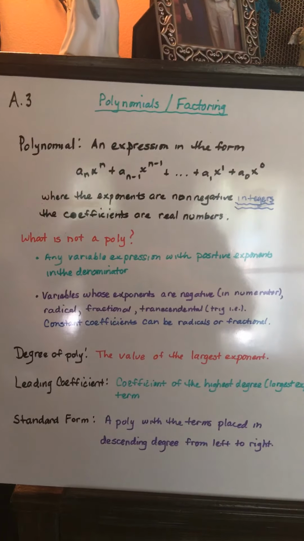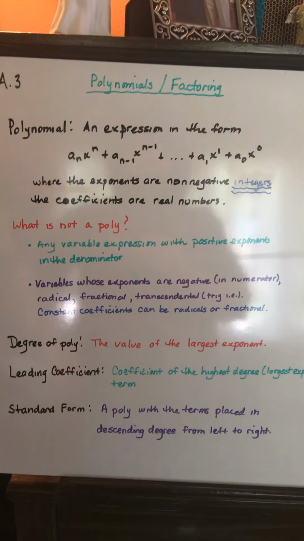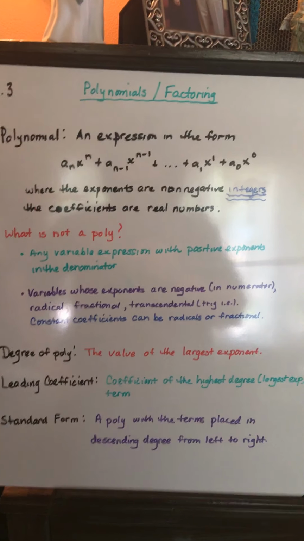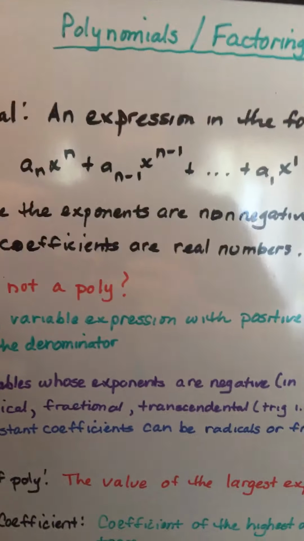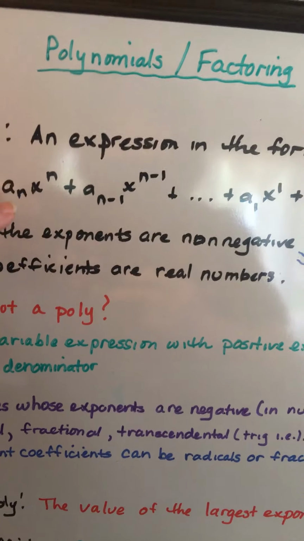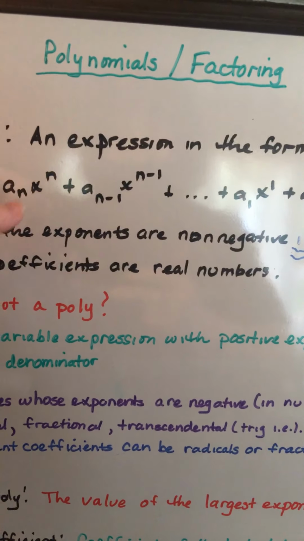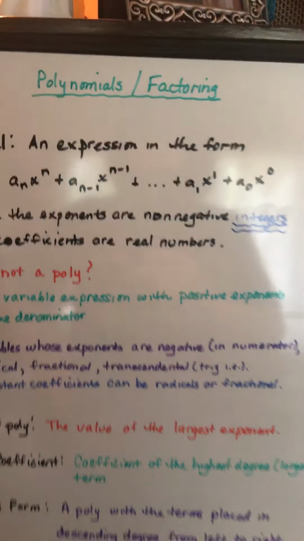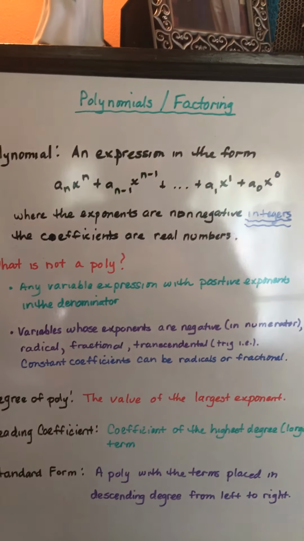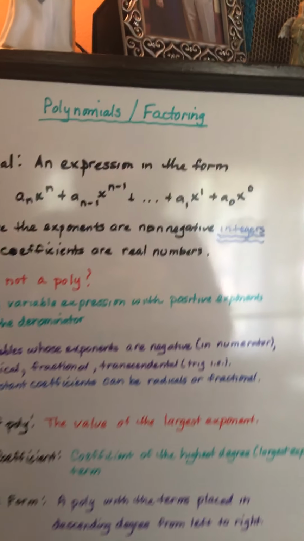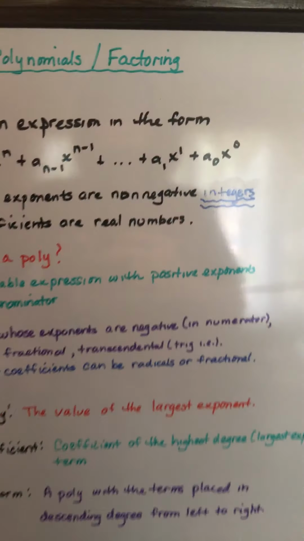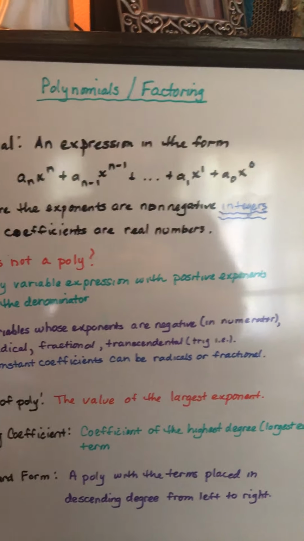Okay, we're going to do section A3, which is polynomials and factoring. A polynomial is an expression in this crazy form where we just make the a be the coefficient and we have the subscript match the exponent. The crazy thing about it is that the exponents are non-negative integers. We learn non-negative means 0 or positive.